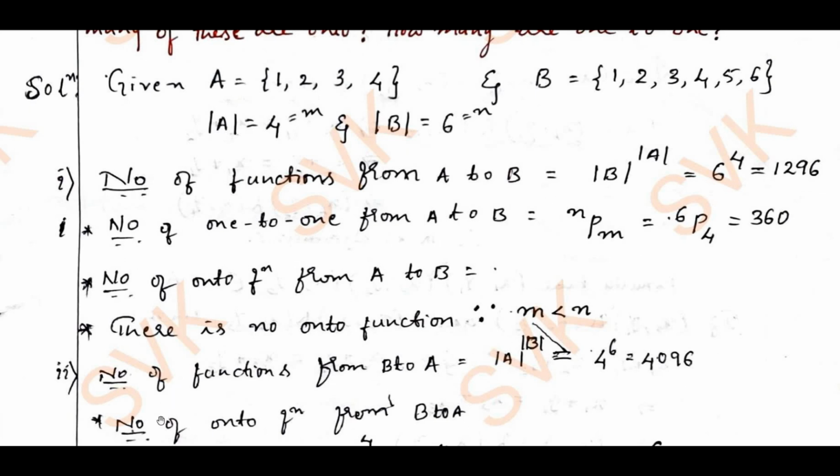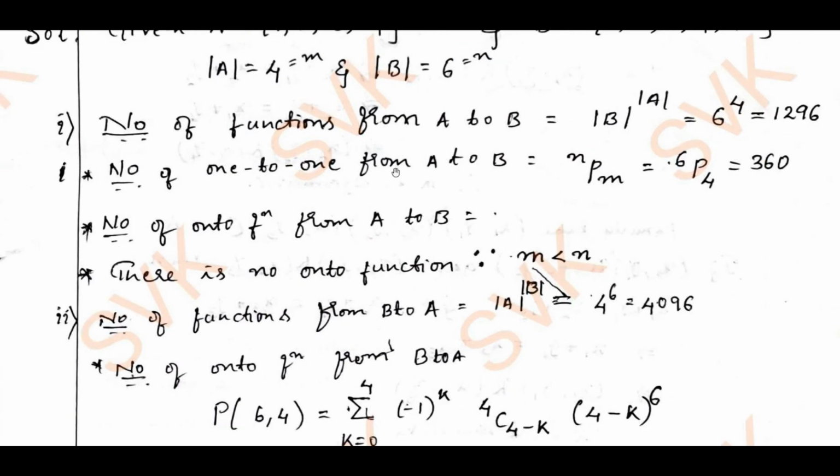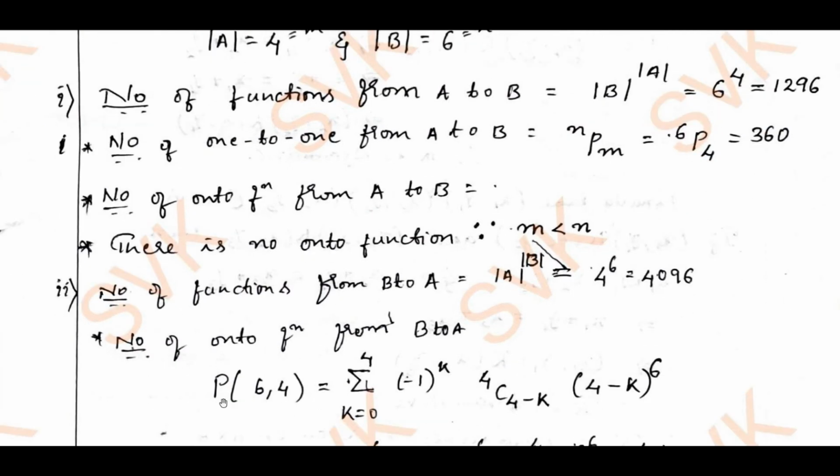Then I need to find out next how many of these are onto functions from B to A. In the previous question there was no onto function. Now I am seeing the mapping from the set B to A, where the cardinality of B is 6 and the cardinality of A is 4. Definitely I can say that n is greater than m. When n is greater than m, what is the formula? We can have the standard formula.